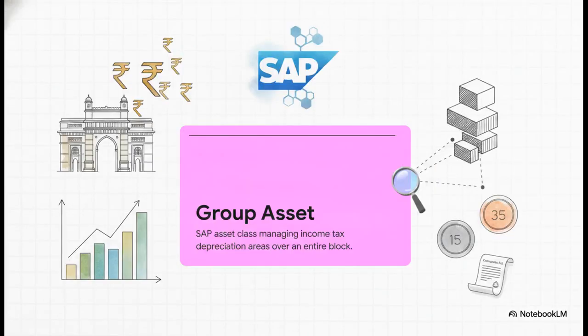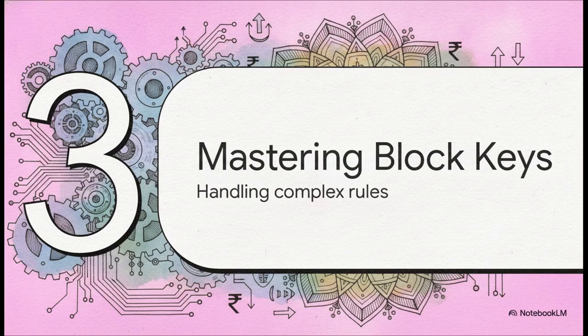To handle this in SAP S/4HANA, we use what's called the group asset functionality. Because asset acquisitions and retirements are managed at the block level for tax purposes, users often set up dedicated asset classes purely for these group assets. This lets the system manage specialized income tax depreciation areas, often configured as Depreciation Area 15 or 35, keeping your tax block calculations completely isolated from your standard Companies Act depreciation areas. Pretty neat, right?